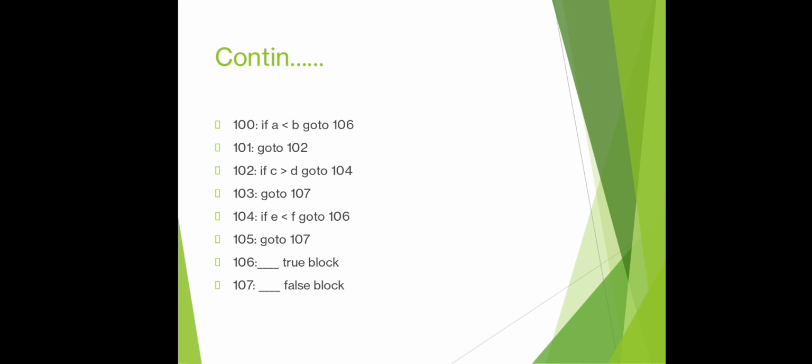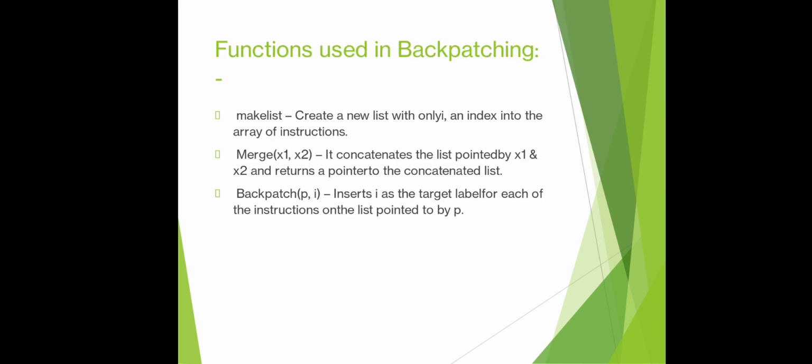It is called a backpatching process. So next we will see some functions used in backpatching. First is makelist, second is merge, and third is backpatch. In makelist, we create a new list with only i, an index into the array of instructions, where i is stored as an index in the array of instructions.